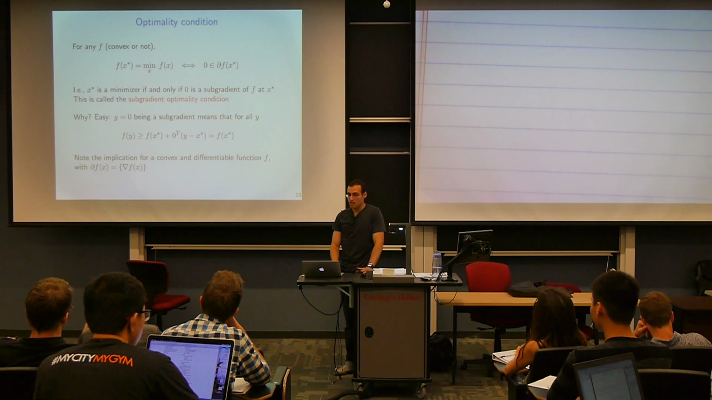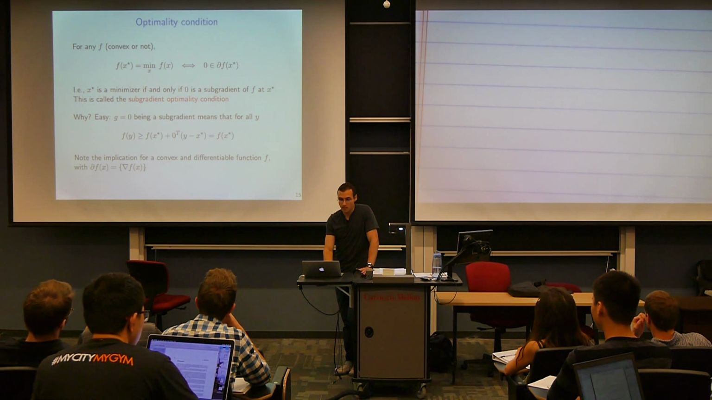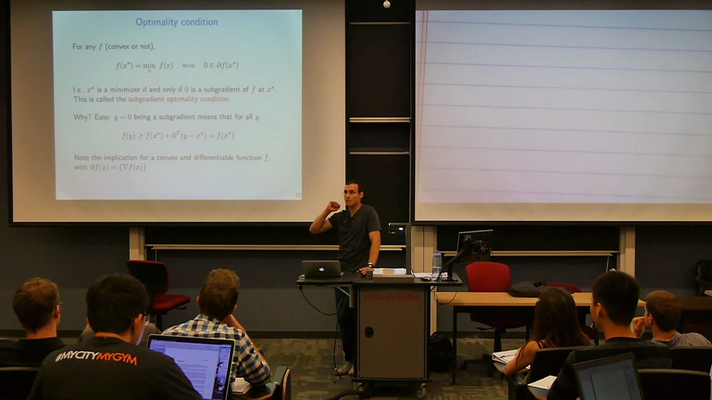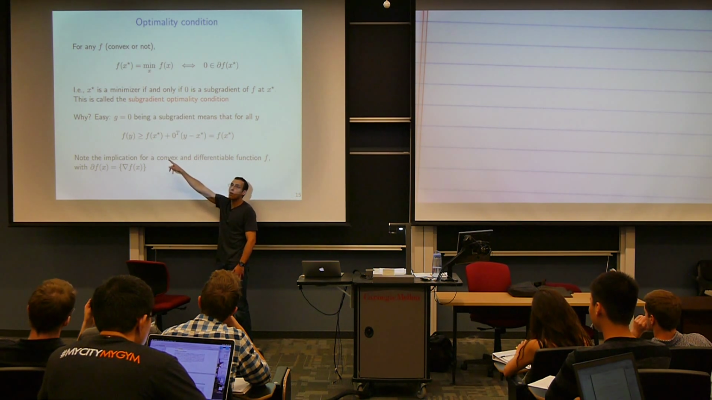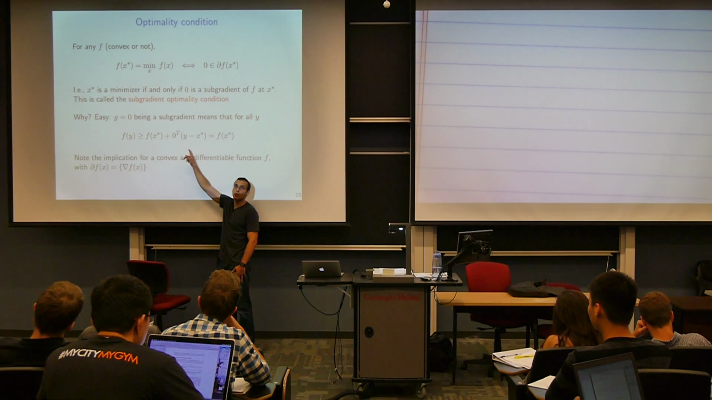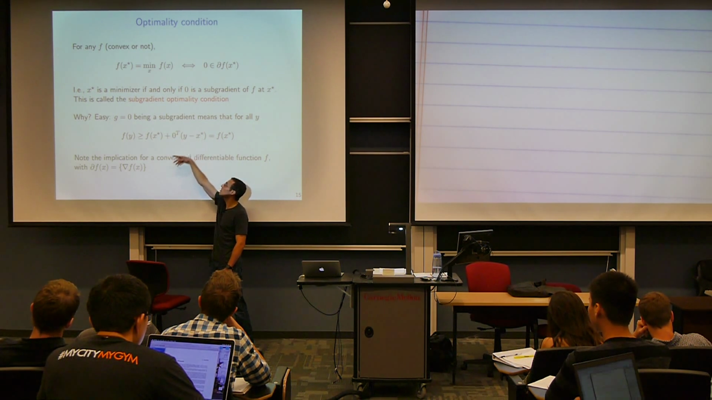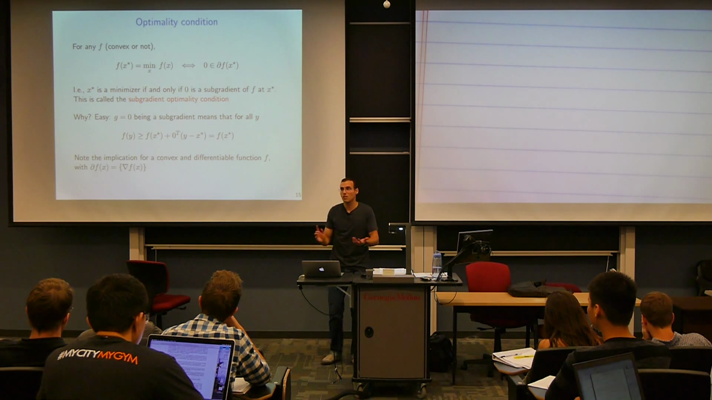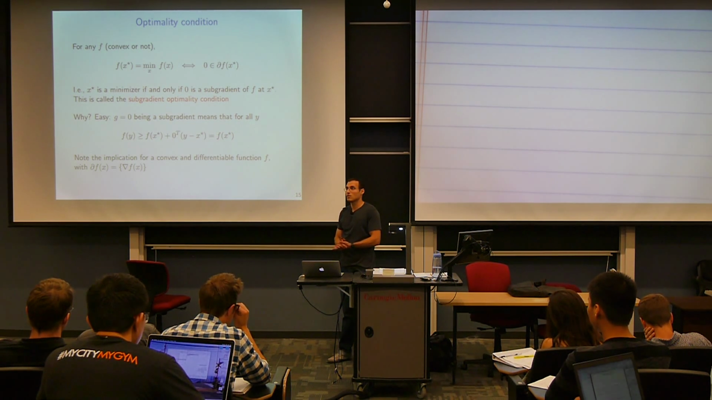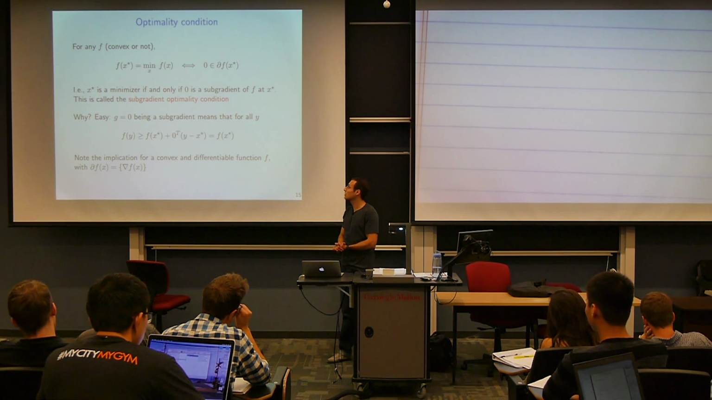So why is this the case? It's very easy. Just plug 0 into the definition of a subgradient. If 0 is a subgradient, then it means that f of y is bigger than or equal to f of x star plus 0 transpose y minus x star. Of course, that 0 just means that f of y is bigger than or equal to f of x star for all y. So we have optimality, and the converse is true.